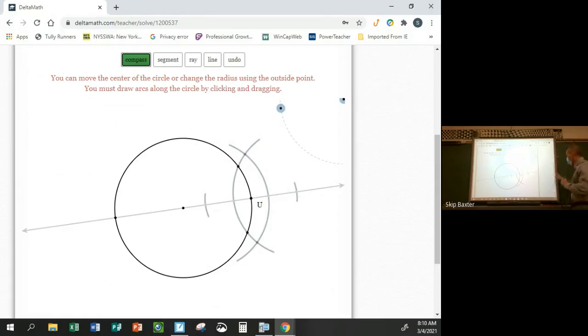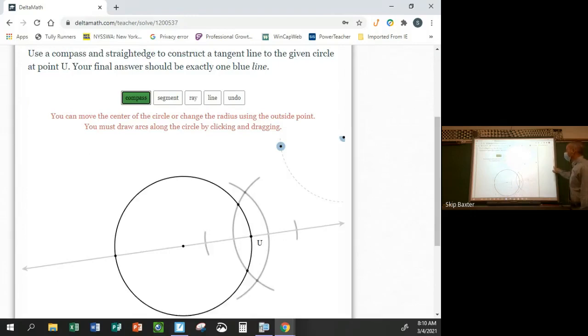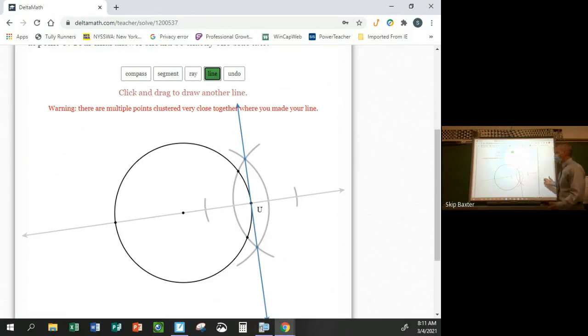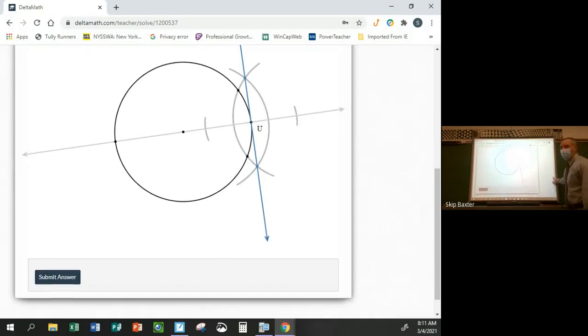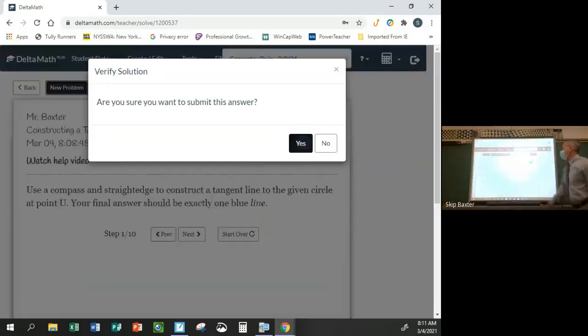Now, this is where it kind of matters what you use. It says your final answer should be one blue line. If you made this a segment, they're not going to give you credit for it, which is stupid. They should, right? But it needs to be a line, so let's just have it be a line from here to there, and we're done. Multiple points clustered very close together where you made your line. Oh, it doesn't matter? I don't know why they even let it on. Okay. So submit answer, and that's it.